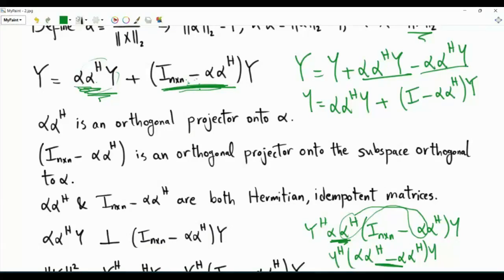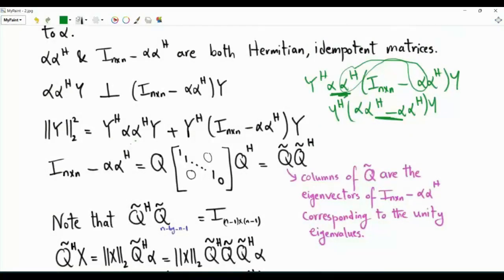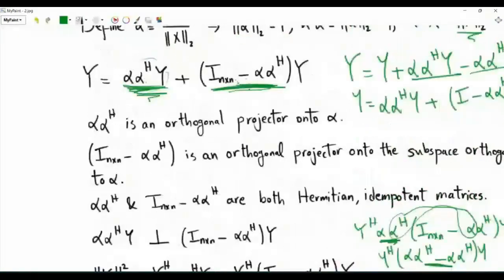The inner product of these two terms is equal to 0, which means that if we compute the L2 norm squared of vector y, we will have the L2 norm squared of this plus the L2 norm squared of that, and we do not need to bother about the cross terms. And so this is what we get. Note that in writing down this expression, I exploited the fact that those matrices are idempotent. Again, this can be verified by doing things the hard way.